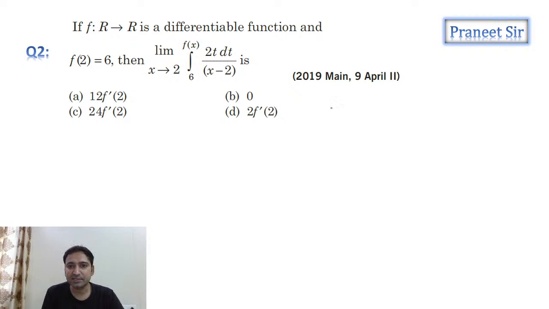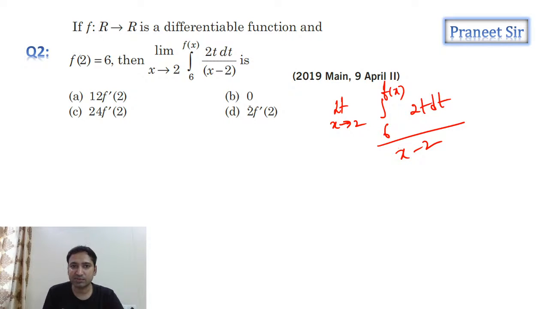So we can write it as limit x tending to 2, integral 6 to f of x 2t dt, by x minus 2. Can I write it like this? Why? Because this x minus 2 is constant with respect to t. Here the variable is t, guys. As we are integrating with respect to t, x minus 2 is a constant. We can bring it outside. So if you bring it outside, this is what we're getting.